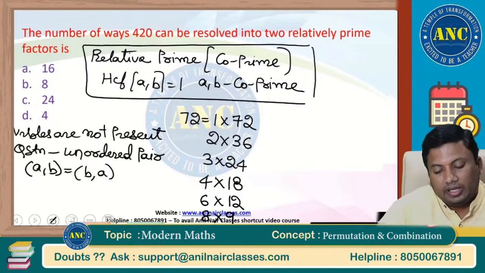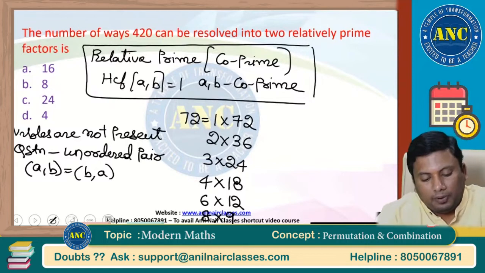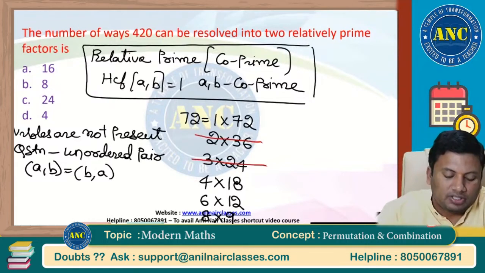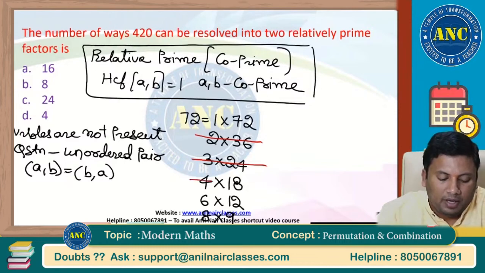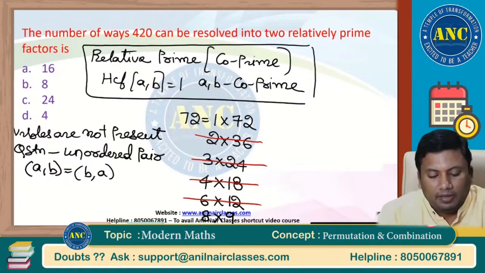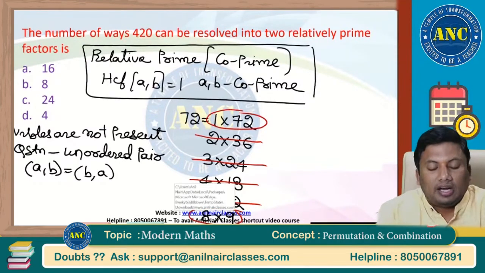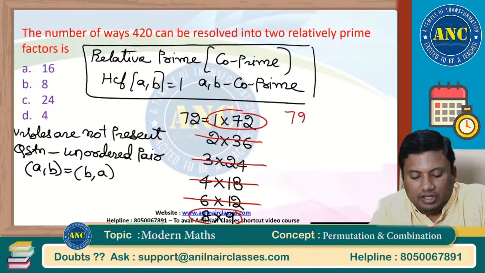Now I need to take it as a product of 2 co-primes. 2 even numbers can never be co-prime. 2 multiples of 3 can never be co-prime. How many cases did we get? I got 1 case here and another case here. So 72 is 2 power 3 into 3 square.